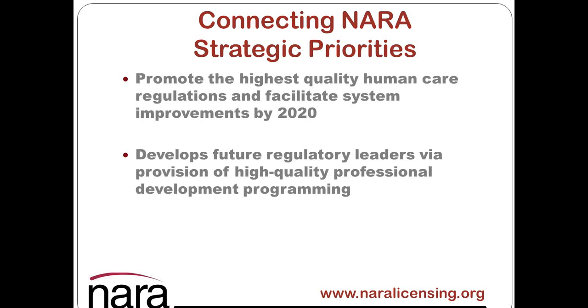The two high-level goals on the screen are, one, promoting high-quality human care regulations and facilitating system improvements by 2020, both on the state level in terms of regulations and processes, but also getting more action and movement toward improving care on the federal level. This initiative helps us achieve that goal. And the second was developing our leaders through professional development. So those were our two high-level goals.